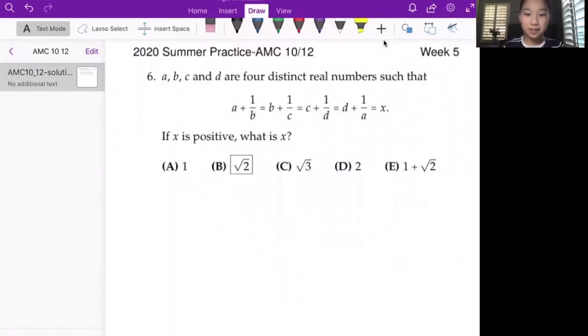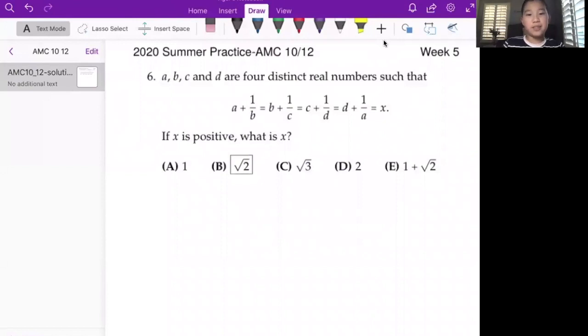Problem 6. A, B, C, and D are 4 distinct real numbers such that A plus 1 over B equals B plus 1 over C equals C plus 1 over D equals D plus 1 over A equals X. If X is positive, what is X?